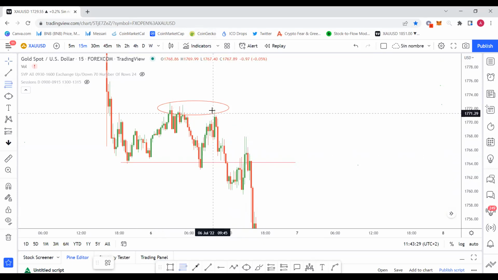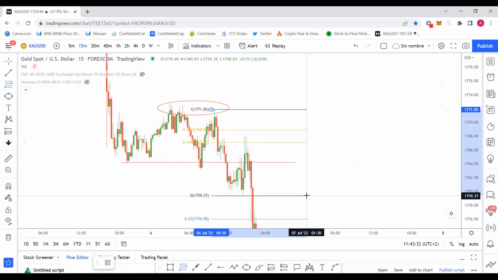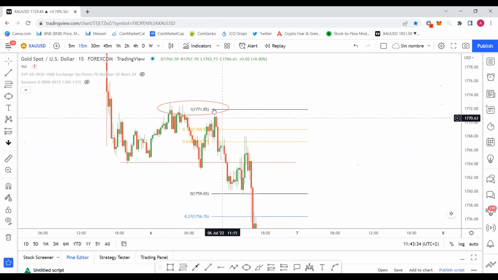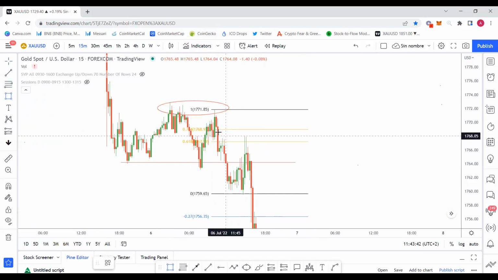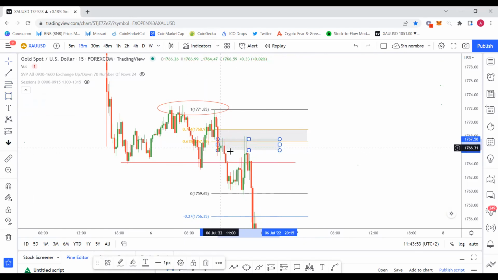And as smart traders, we are tracing our Fibonacci from the highest to the lowest point, and we're waiting for price at our supply zone, at our Fibonacci golden zone. Plus, on this area we also have this demand zone, this supply zone. So we would have a triple confluence here to place our trade.